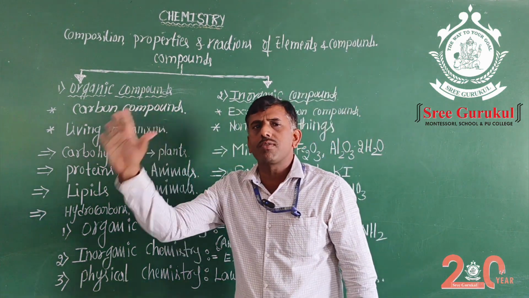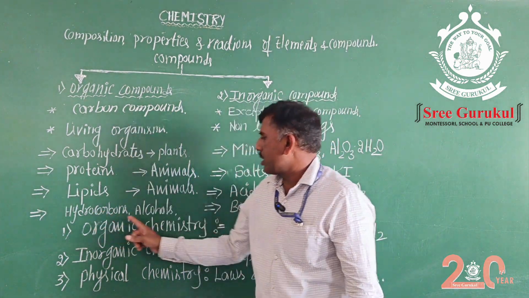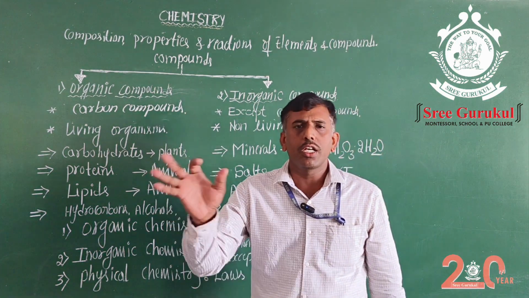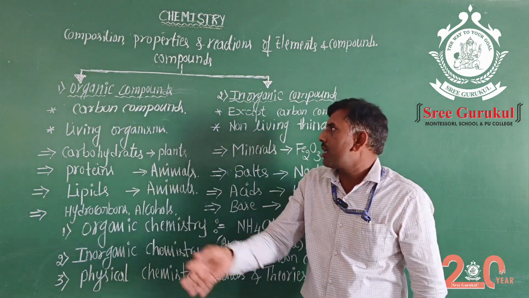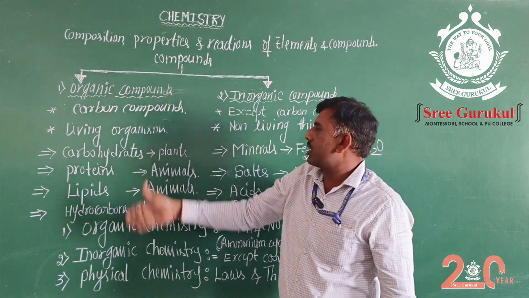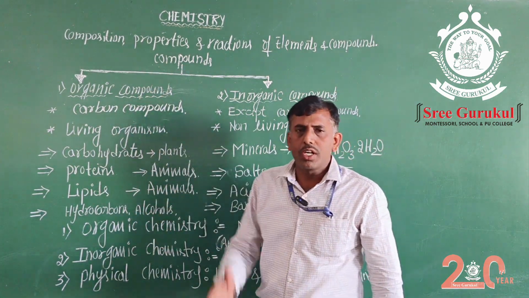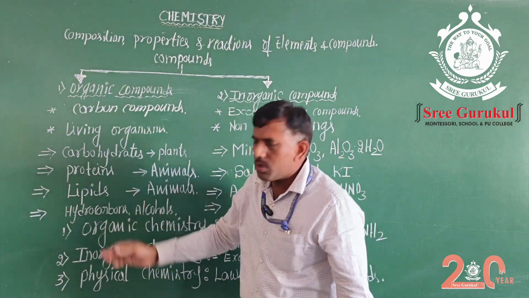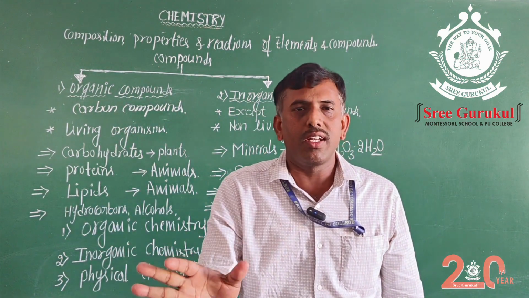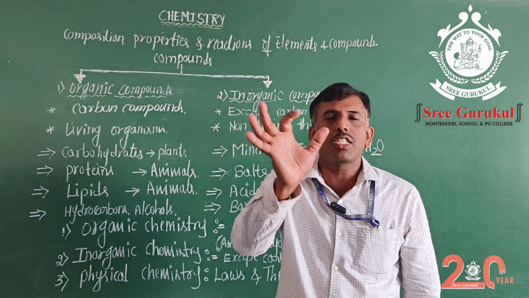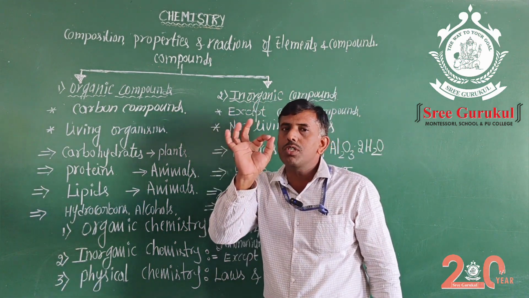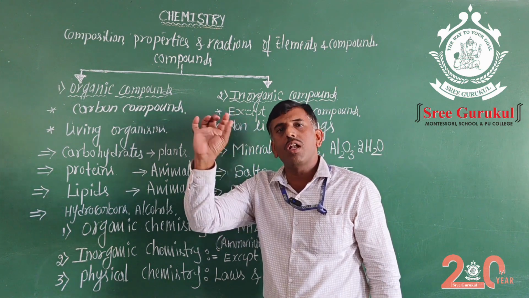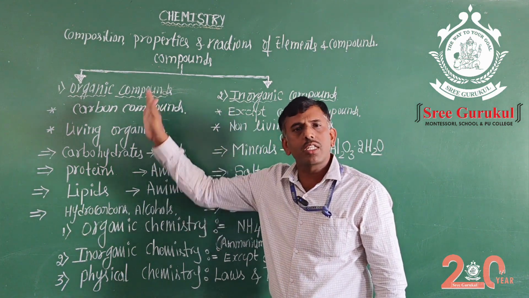Other examples of organic compounds are hydrocarbons, alcohols, aldehydes, ketones. This type of compounds are covered under organic compounds. Dear students, all these compounds are made up of carbon. Hence, carbon is the most essential constituent of all organic compounds. It is clear that point.